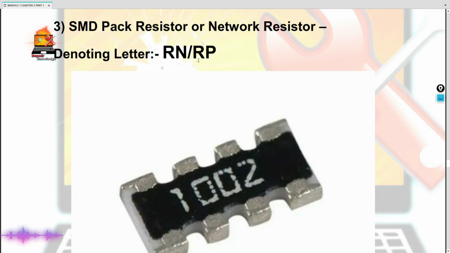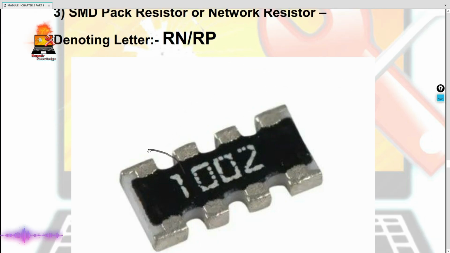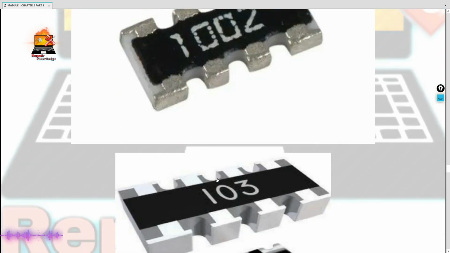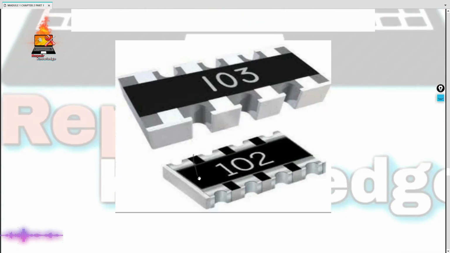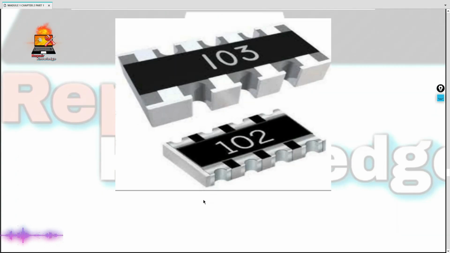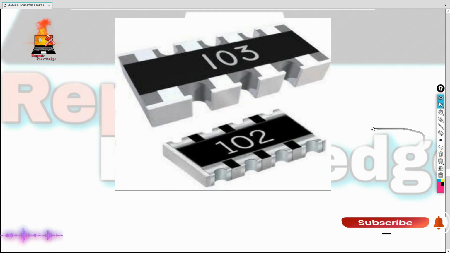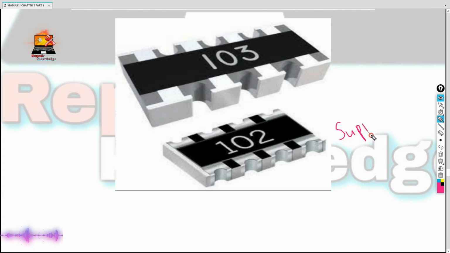The third SMD type is the network resistor. Its denoting letter is different. Like we saw R, this one is different: it has RN or PRN. This is for its identification. See its appearance: there are 1, 2, 3, 4, 5, 6, 7, 8 legs. This resistor is black, has silver in the middle, and is printed on it. See here, this is also a small example I have put. This is what it looks like.